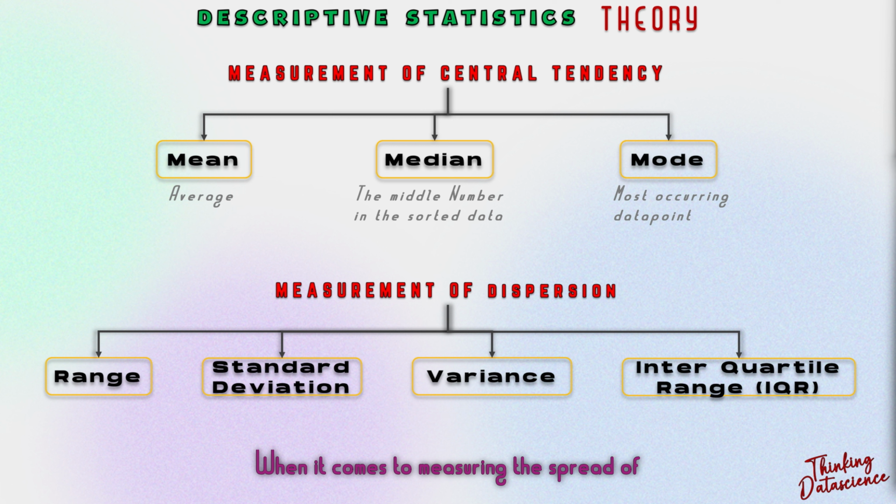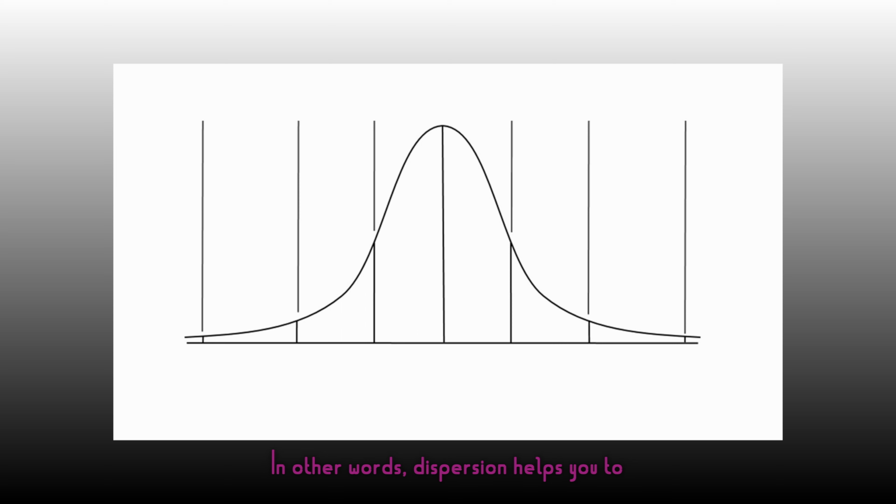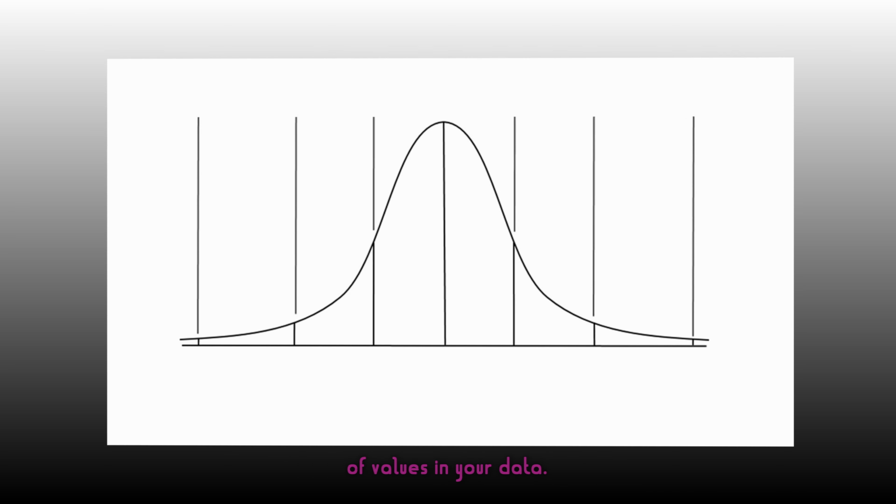When it comes to measuring the spread of data, we use a concept called dispersion. For instance, if you have the price of several houses and you want to find out how much variation exists among them, you can use the measurement of dispersion. It will tell you whether the house prices are similar or different from each other. In other words, dispersion helps you to understand the range of values in your data.